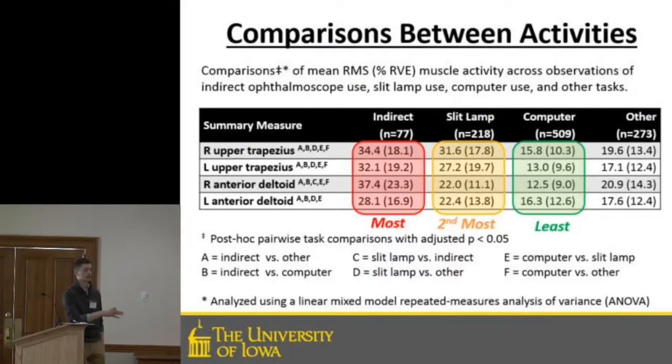And I should mention as well, we used post hoc pairwise comparisons for this. Generally, we found statistically significant differences between almost all of these different groups, except for in some cases, such as the left upper trapezius, differences between the indirect and slit lamp were not observed. But generally, those are the results.